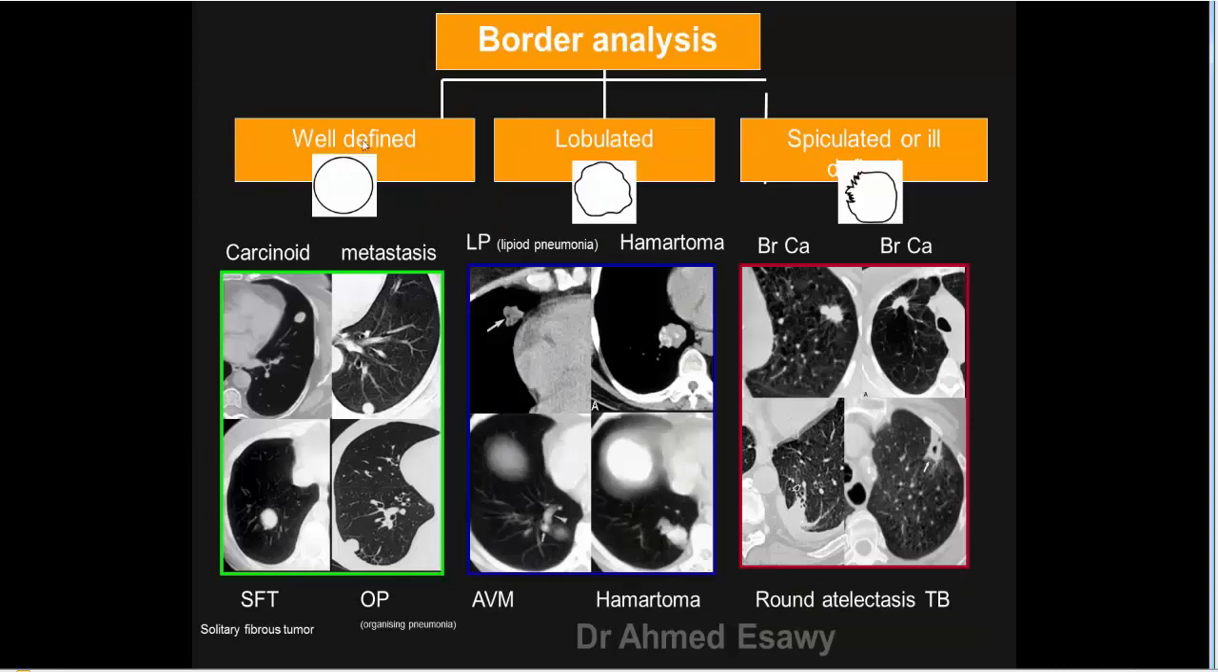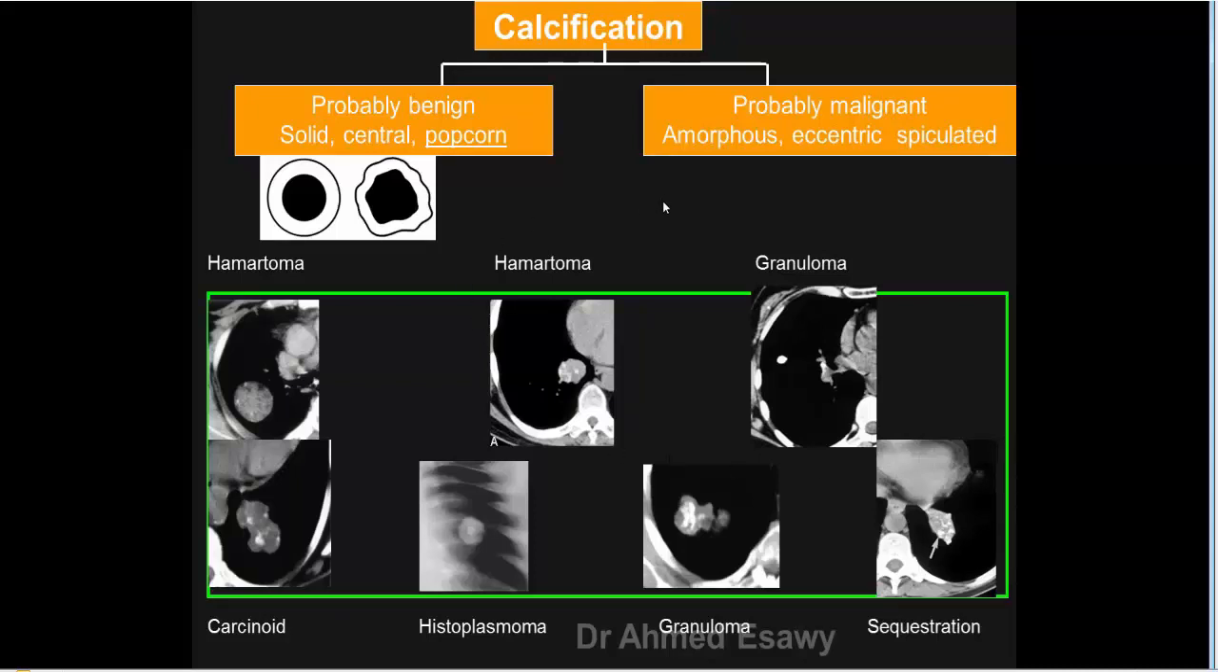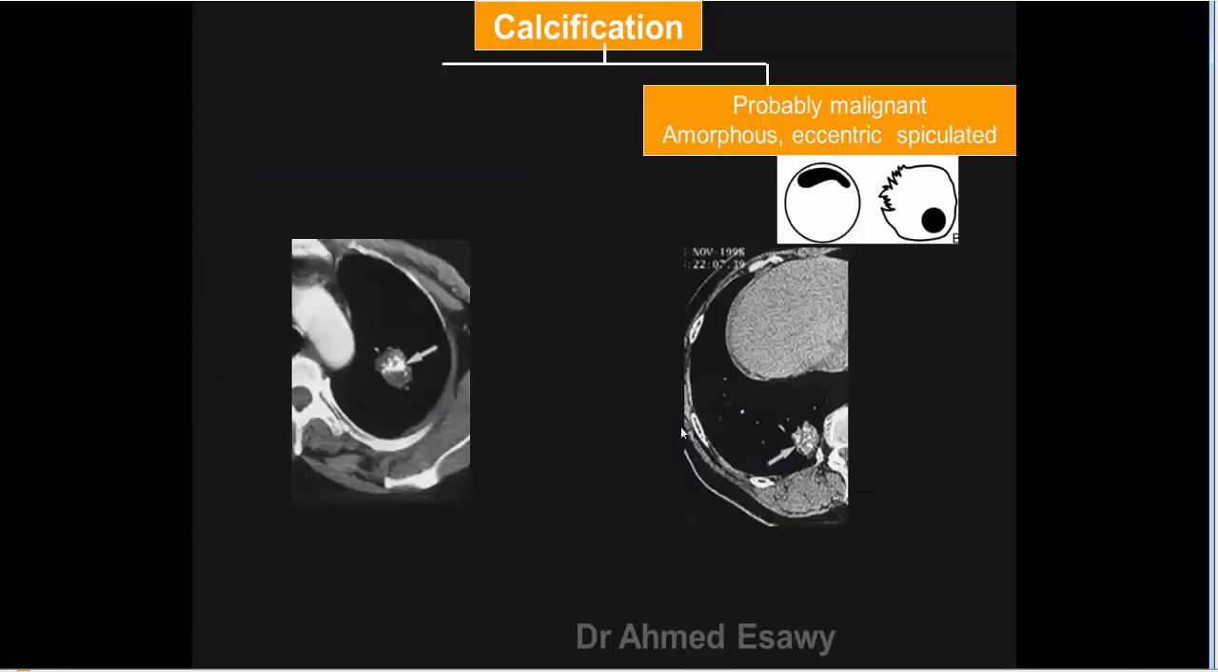Border analysis: well-defined borders in carcinoid, metastasis, solitary fibrous tumor, organizing pneumonia; lobulated border in lipoid pneumonia, hamartoma, AVM; spiculated ill-defined border in bronchogenic carcinoma or round atelectasis. As regards calcification, probably benign is central solid popcorn calcification, typical of benign hamartoma, carcinoid, histoplasmoma, granuloma, and sequestrations and granuloma as we see.